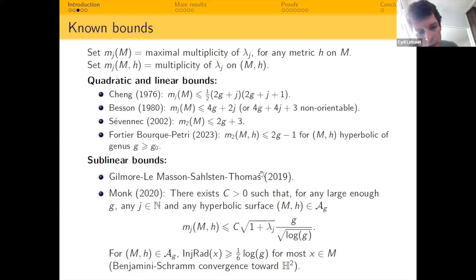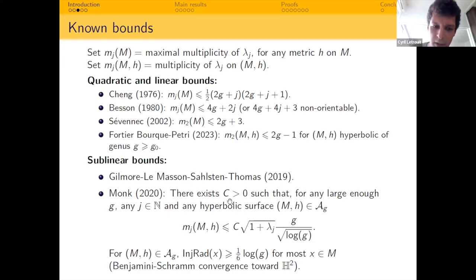So the sublinear bounds, the ones I'm aware of, are by Gilmore, Lemasson, Salsten, and Thomas, 2019, for hyperbolic surfaces only. And the one by Monk that I will present now, 2020. So it's sublinear, meaning it's little o of G when G tends to infinity. And it holds under several conditions.